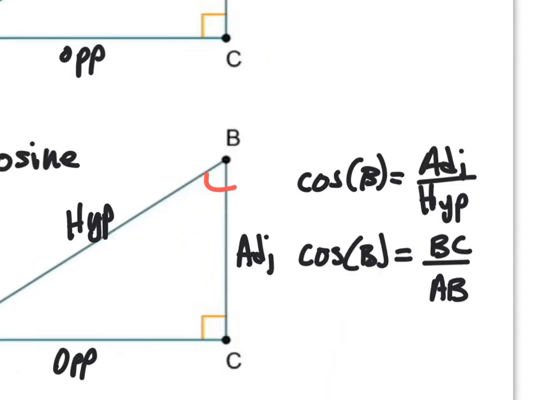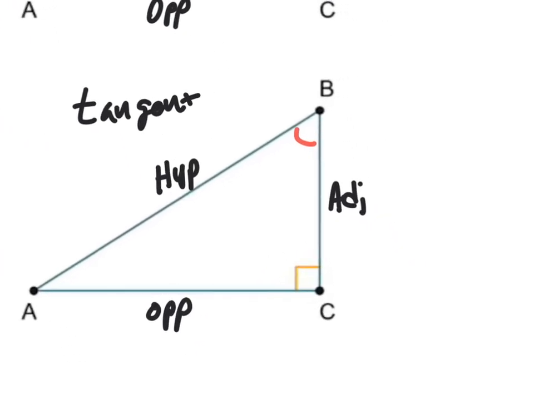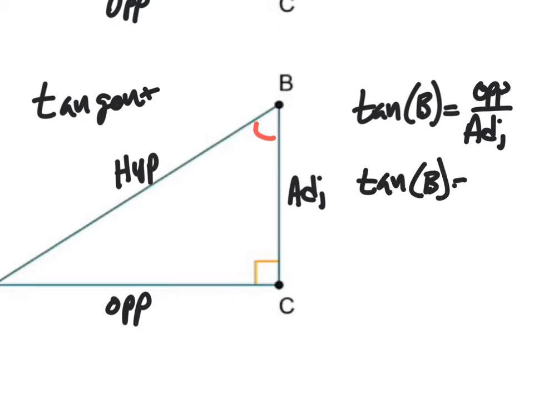Now let's do tangent. Let's do tangent of B. Tangent of B is going to be the opposite side divided by the adjacent side. If I were to get technical and actually write these sides out, I would say tangent of B is equal to my opposite side, which is AC, divided by my adjacent side, which is BC.